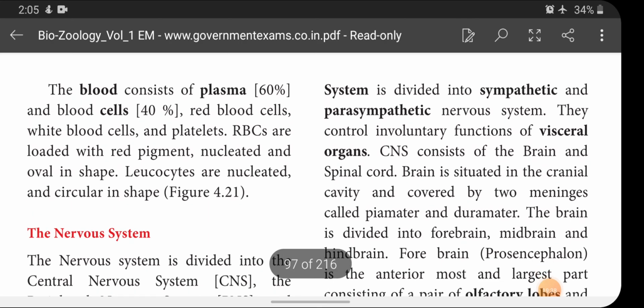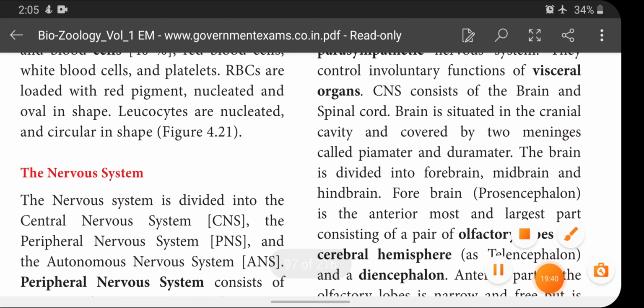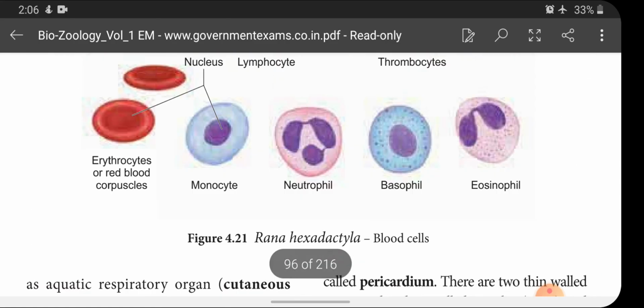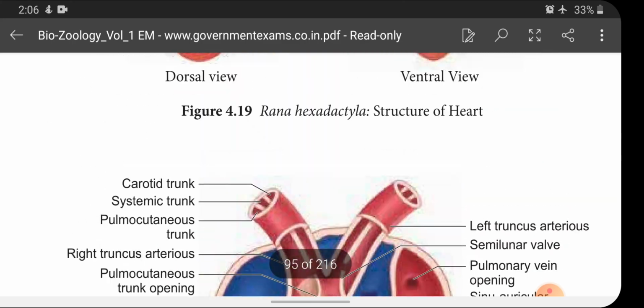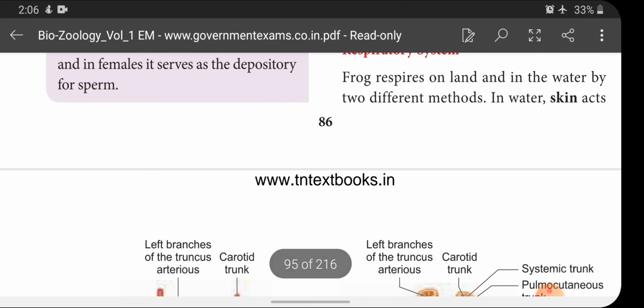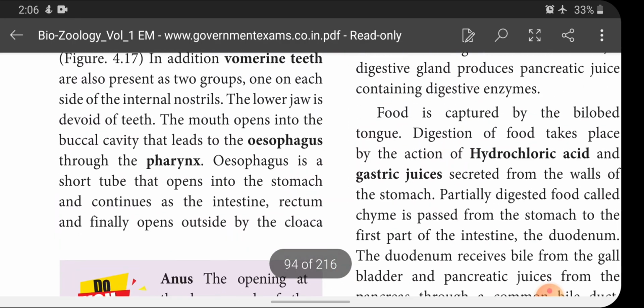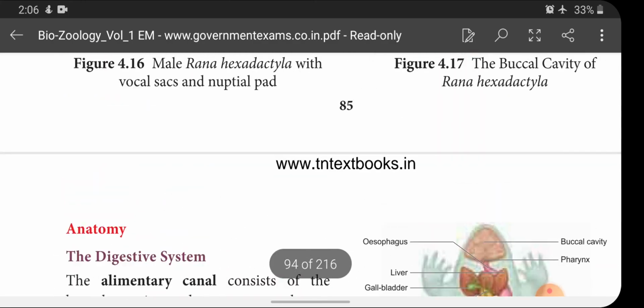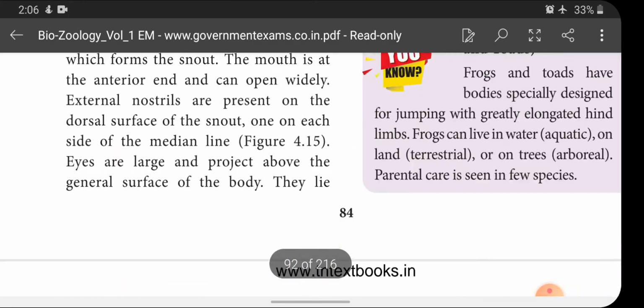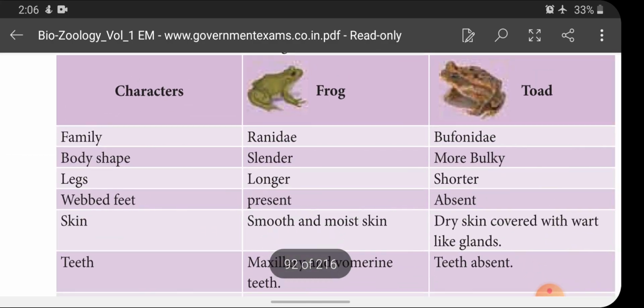Okay. Next, nervous system. About the nervous system I will discuss with you in my next class, children, and before that I want to discuss with you about the differentiation of frog and toads that I didn't discuss with you, that I will finish up.